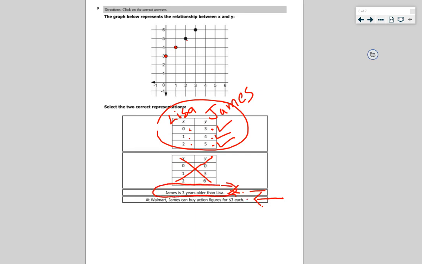The 3, this one would actually go with this one because it's times 3. Okay? So the best answers here would be those. So just check your points with your table and then look at the verbal descriptions.